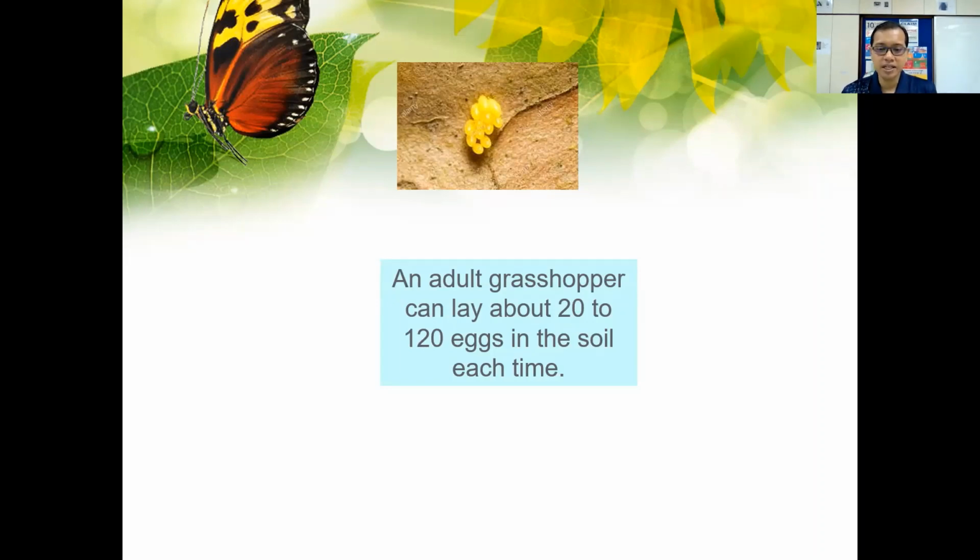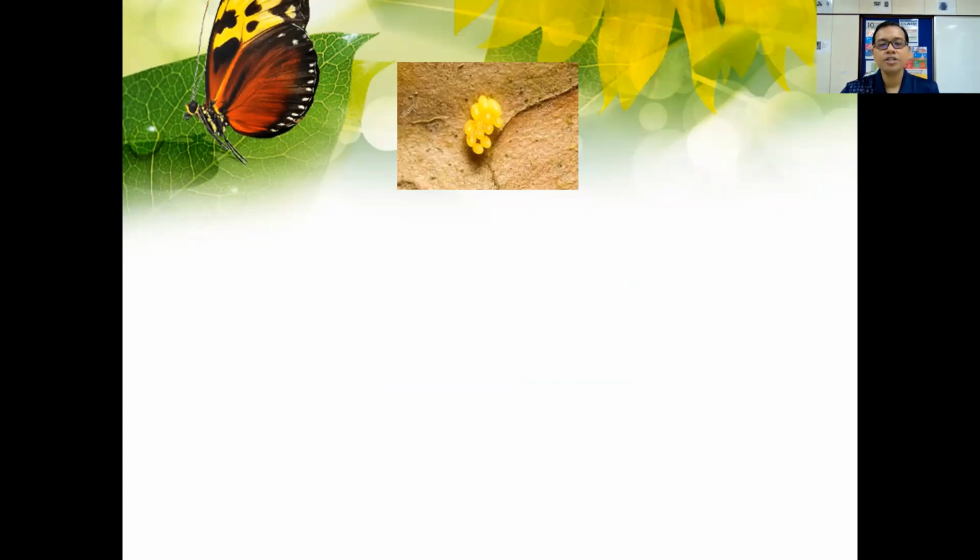And we see the words here, in the soil. So the soil will actually cover up the eggs and protect them from being spotted by predators. So here comes the interesting question. The grasshopper lays about 20 to 120 eggs in the soil each time. The question is, why do grasshoppers actually lay that many eggs? It lays that many eggs because it's trying to have a higher chance of survival.